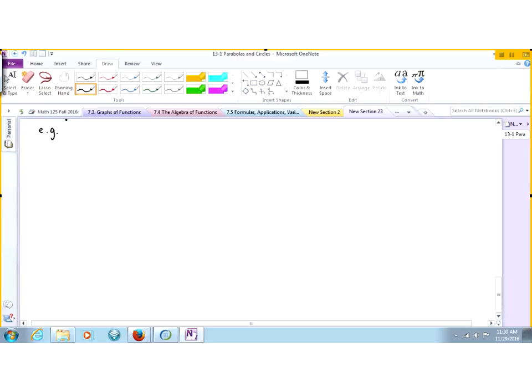Finished? Okay. So, for example, find the center and radius and then graph. Number 1: (x + 1)² + (y − 3)² = 16.